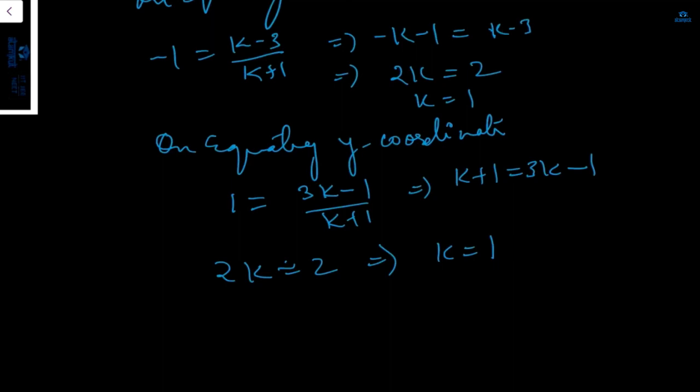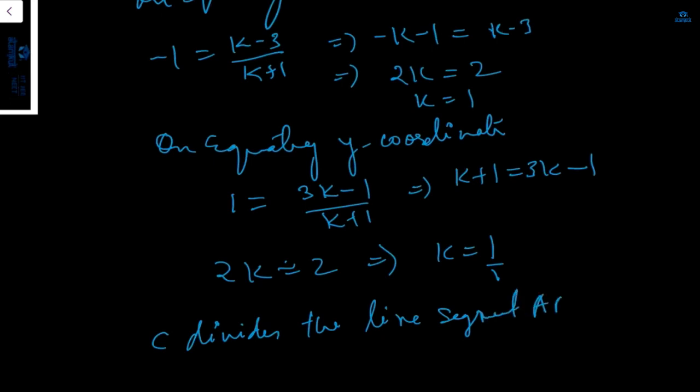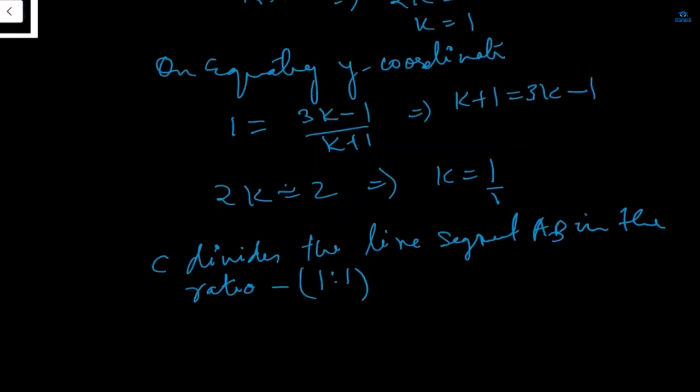That means you have to think that it is 1 upon 1. So the ratio in which C divides the line segment AB is 1:1. Understood? This means that C is the midpoint. Therefore, C is the midpoint of AB. So A, B, C are collinear. Yes or no? Hence A, B, C are collinear.